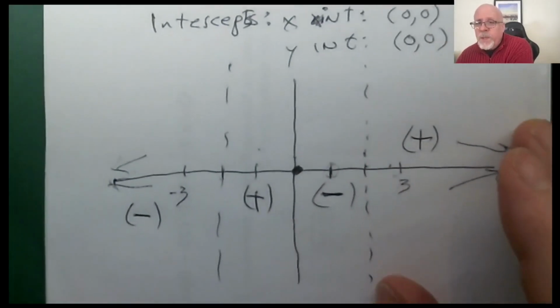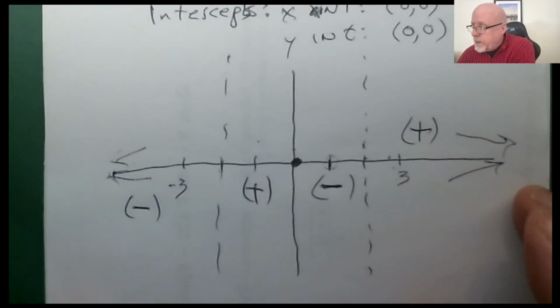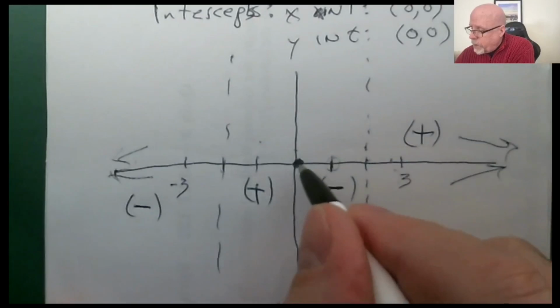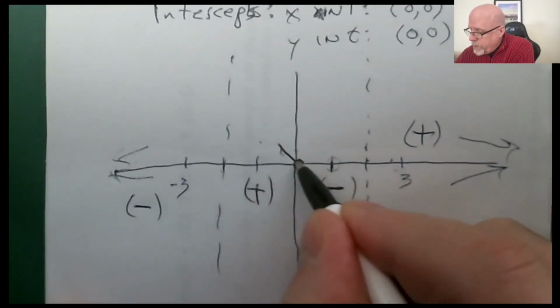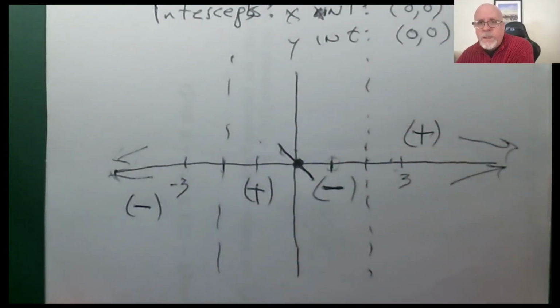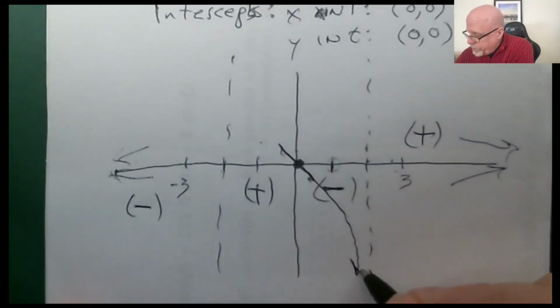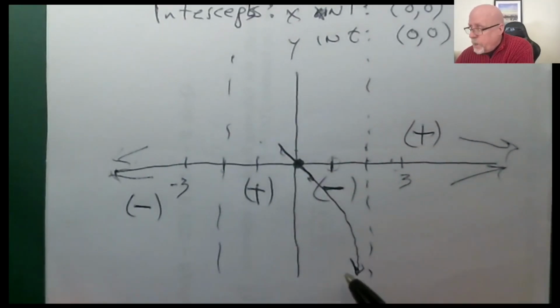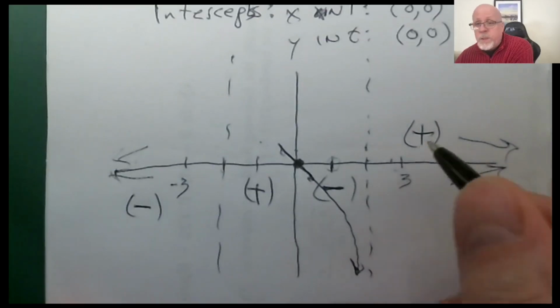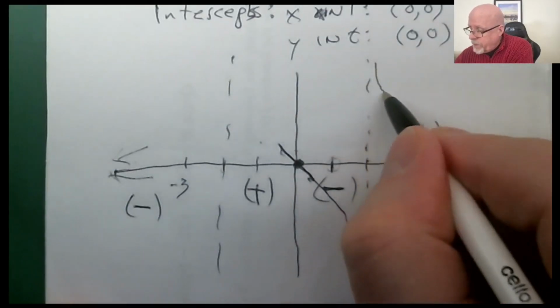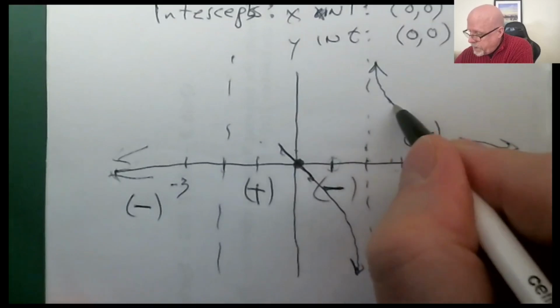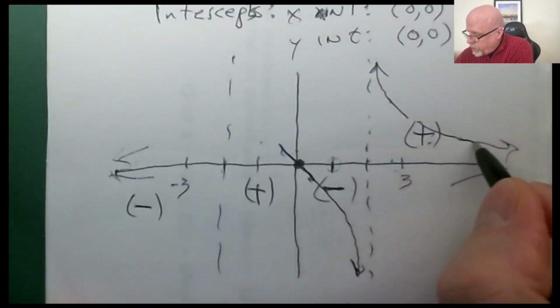Well, that's pretty much enough info to completely seal this thing's behavior. We're going to pass through the origin, going from positive to negative. We're going to head towards that vertical asymptote, head off to infinity that way. But we're going to change sign at the vertical asymptote, which means we come back in from the plus infinity side. And then we head towards 0.